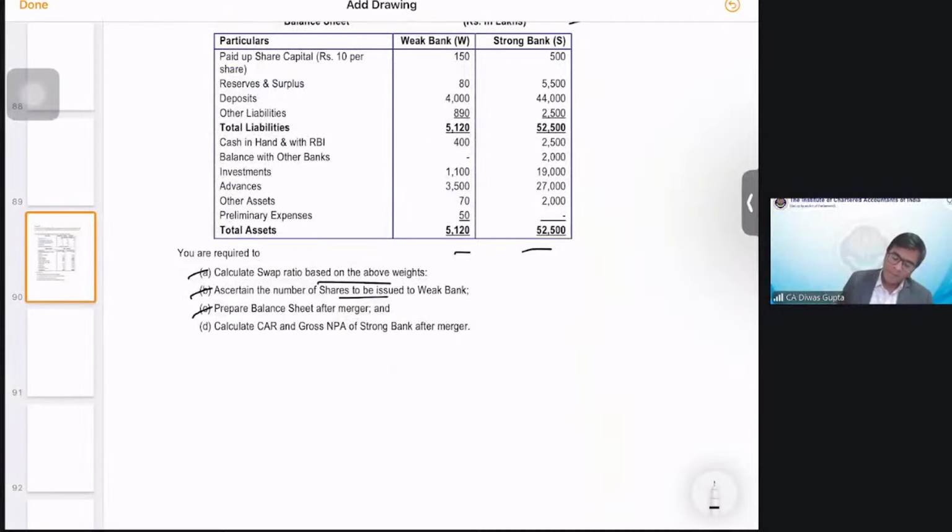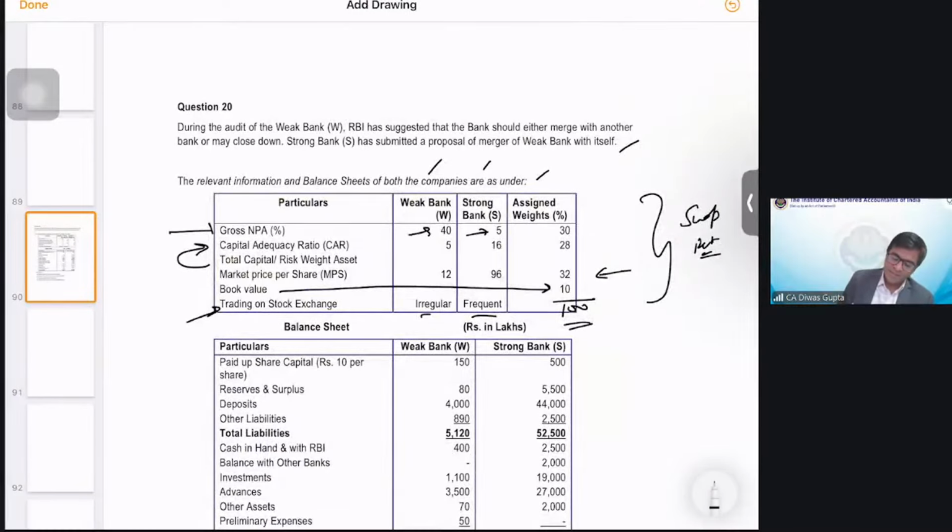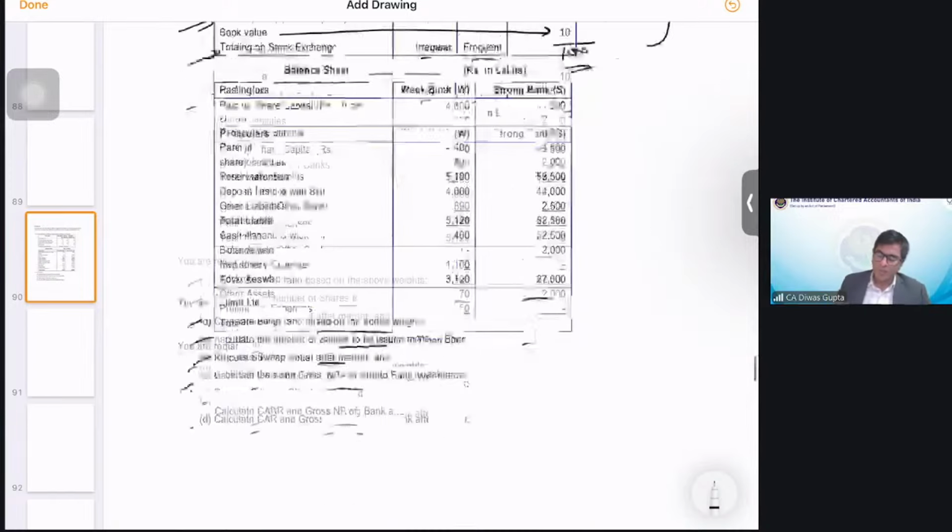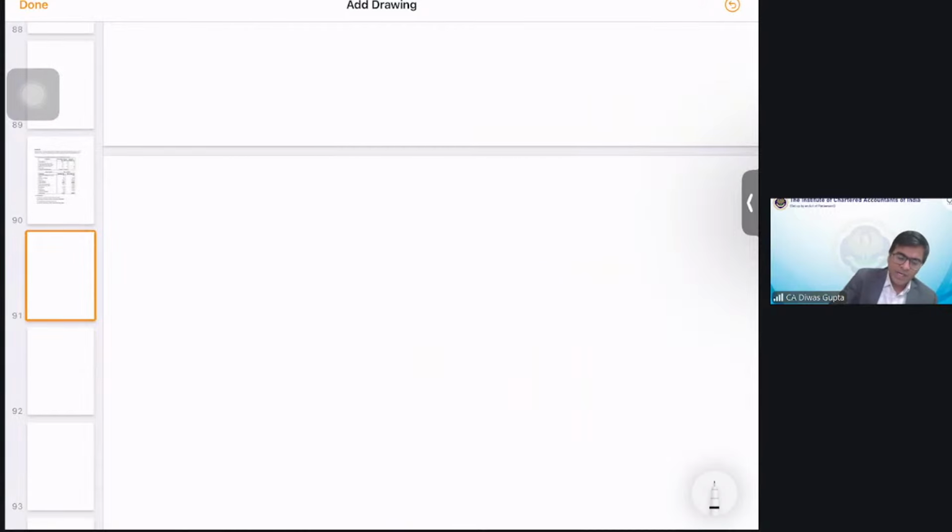Then third, prepare the balance sheet after merger. They are asking us to prepare the balance sheet as well. And calculate CAR and gross NPA of Strong Bank after merger, which is nothing but their respective values multiplied by these specific amounts. We will come to how to calculate that. Let's first start with the swap ratio calculation. Let's come to the solution, students: the calculation of swap ratio.